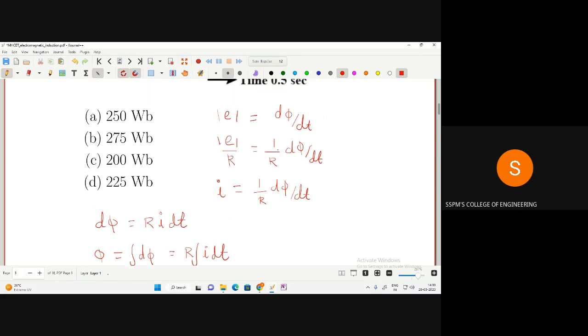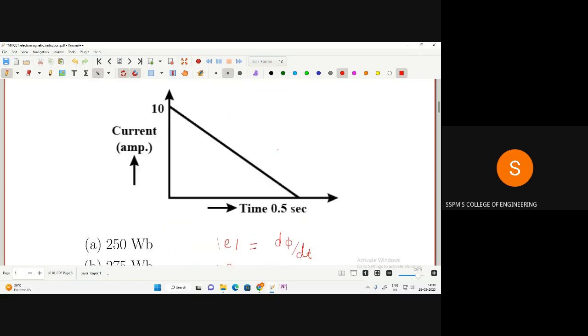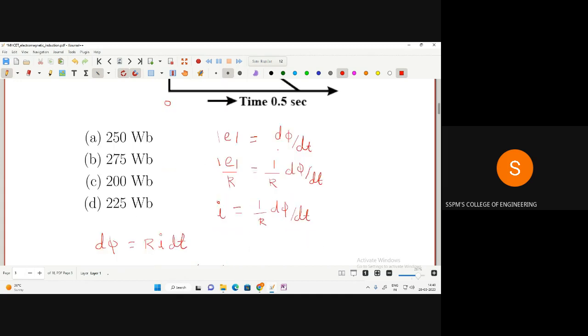Now the graph of current versus time is given. Initially at time t equal to 0, the current is maximum and its value is 10 ampere. As time increases, the current decreases linearly. At t equal to 0.5 second, the current is 0. So we got a straight line for the current, and it decreases linearly. The slope of the line is negative. And we have to find the change of flux from this equation.